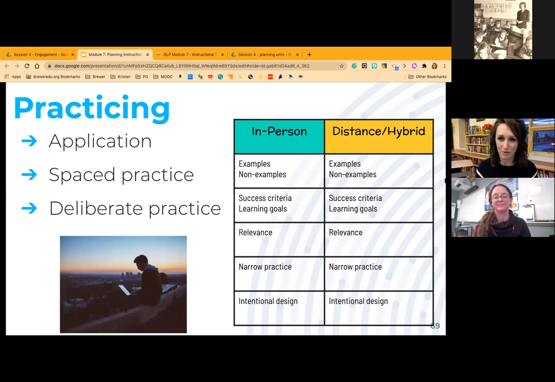Whether we are in person, at a distance, or a little bit of both, when it comes to practicing, we need to be doing these things in all settings: showing students examples and non-examples so that when they practice, they know the goal that they are trying to achieve, giving them the success criteria and the learning goals for their journey on the way, making their learning relevant to them, giving them time to focus very narrowly on very specific skills with specific feedback, and being intentional about our design.